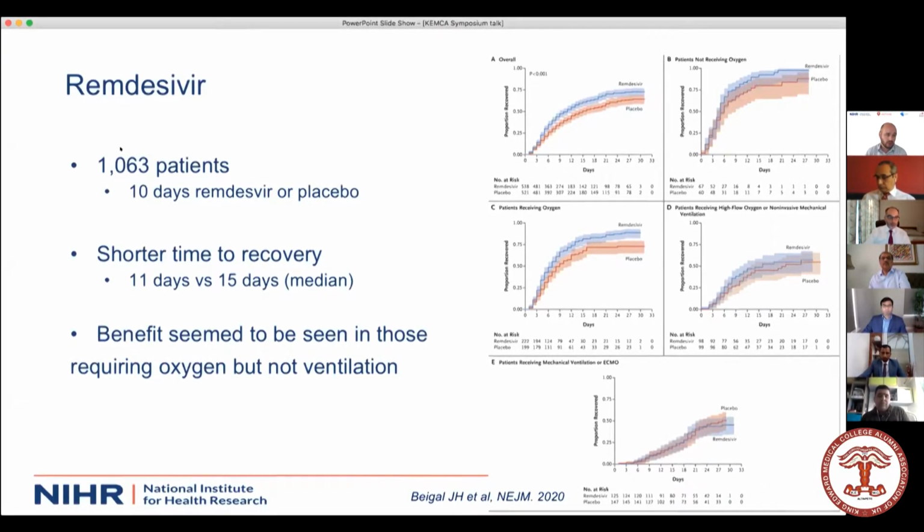Remdesivir trial recruited 1,000 patients and gave either 10 days remdesivir or placebo. And as we can see from this graph here, this is proportion of patients recovered. Overall, remdesivir had a small effect at improving clinical recovery over placebo.